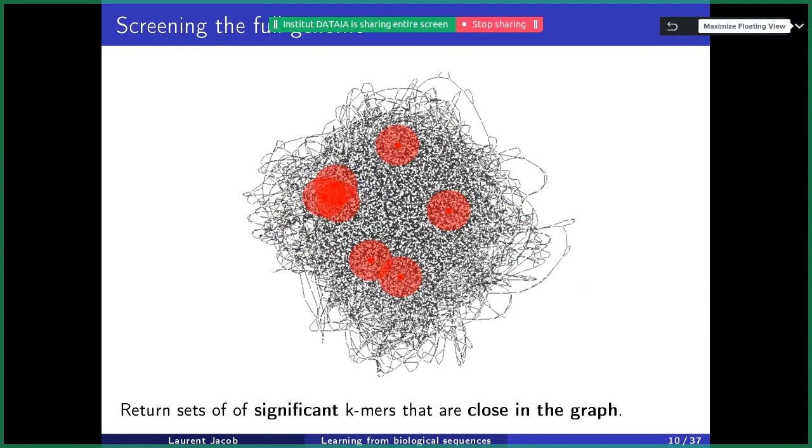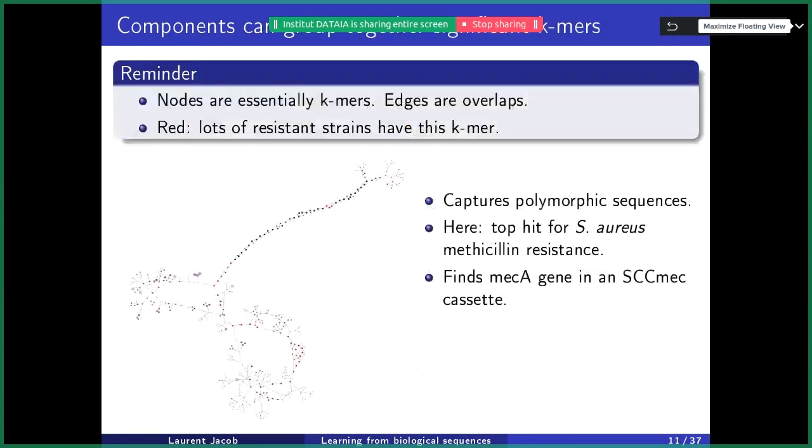And we're going to look at the neighborhoods in the graph of these significant nodes, and you see that sometimes some of these neighborhoods will touch. And we are going to extract the connected components that are generated by this process. That is, we're going to group together the k-mers that are hopefully nearby in the genome.